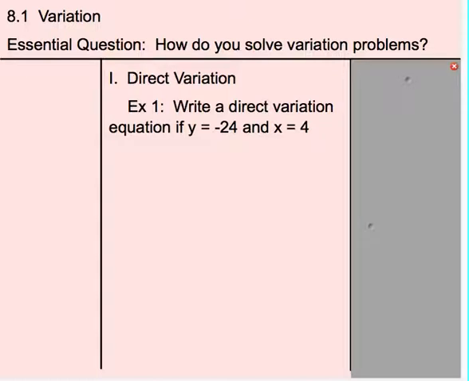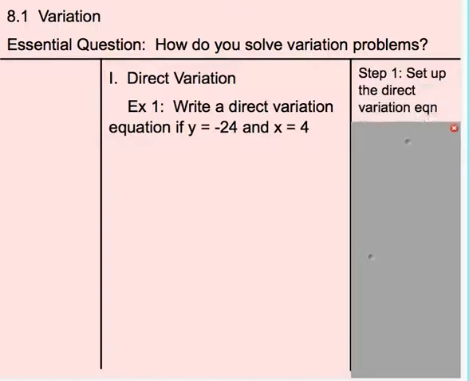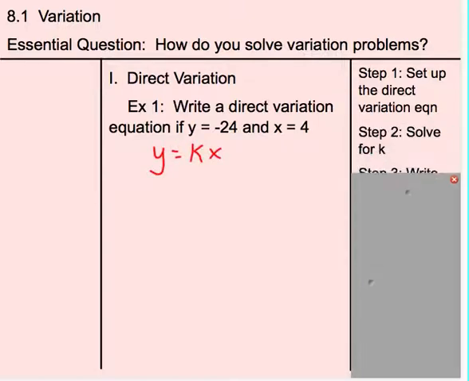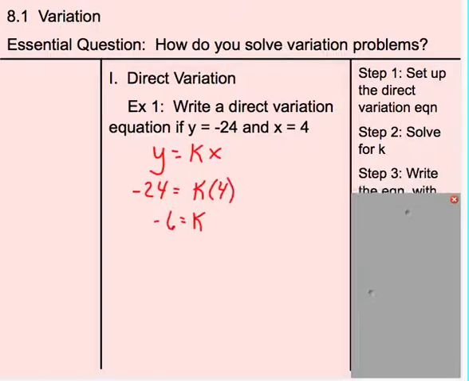Alright, so the first thing that we want to do to solve for our direct variation equation is write out the generic direct variation, y equals kx. Substitute the values you know, and then solve for k. Y is negative 24, k is what we don't know, x is 4. Dividing both sides by 4, of course, we get k equals negative 6.